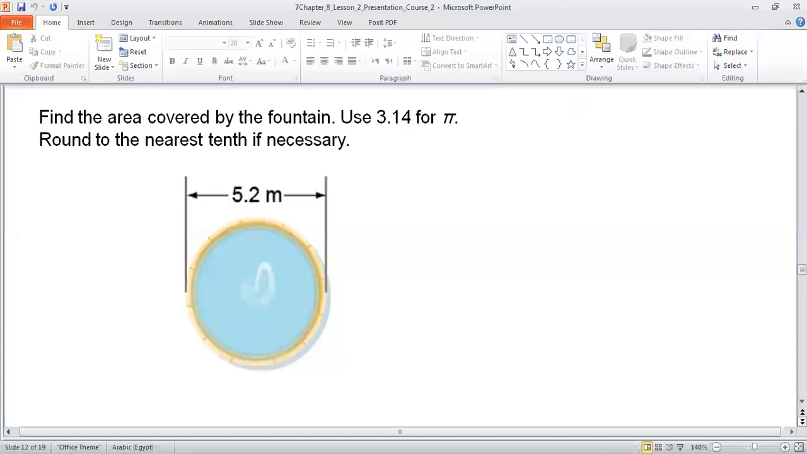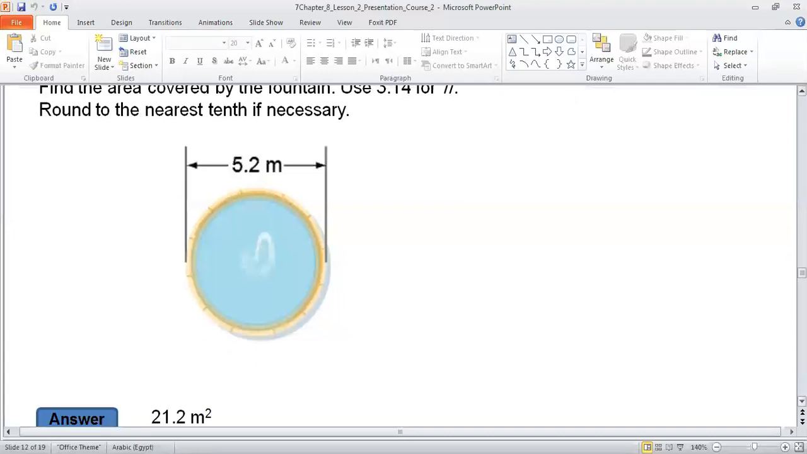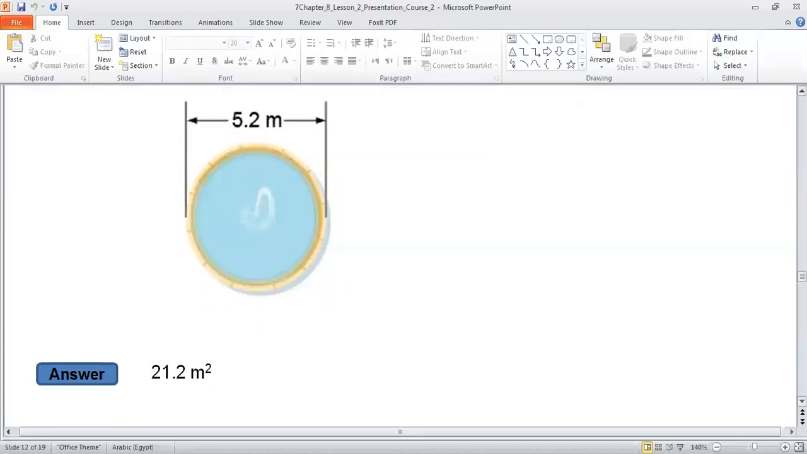Okay. We will make 3.14 times what? 2.6 squared. So the result in this case, Faisal, is equal to what? It is equal to 21.22. So the result is 21.2, because the other 2 is less than 5. Okay, thank you, grade 7.